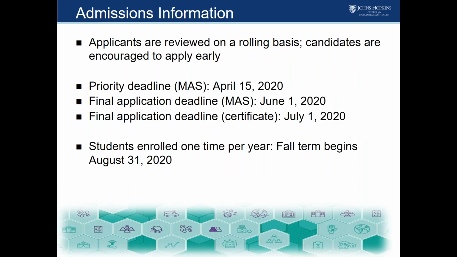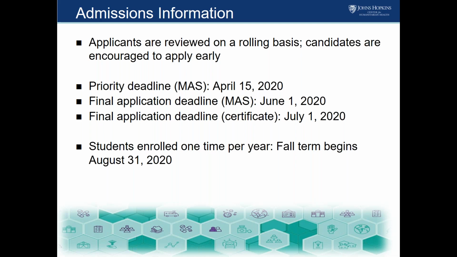Looking over the admissions information for our applications, we review on a rolling basis. So our application is currently open for the fall of 2020 start, which is August 31st. We review on an ongoing rolling basis, which means that you don't have to wait until the deadlines to receive an admissions decision from the committee. So we encourage students to apply early to receive your decision early.